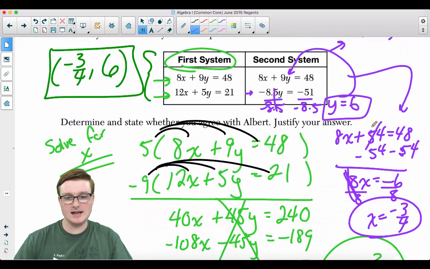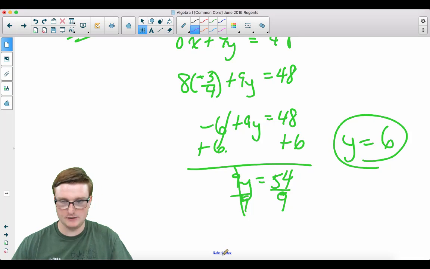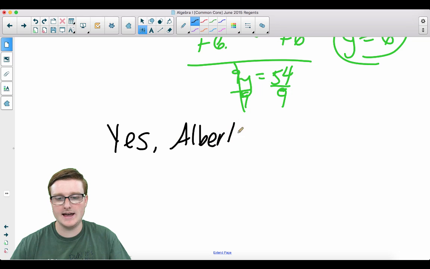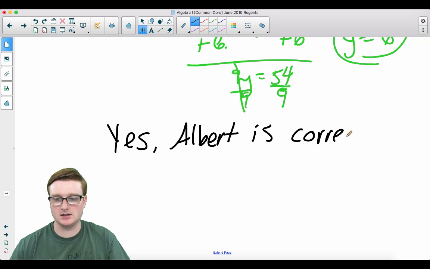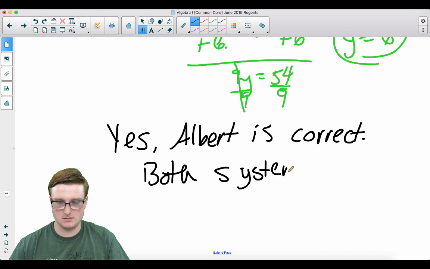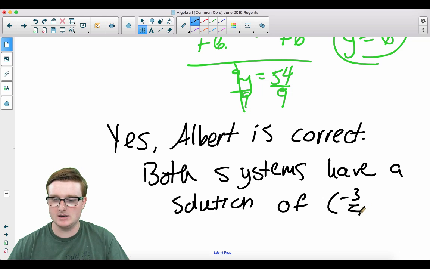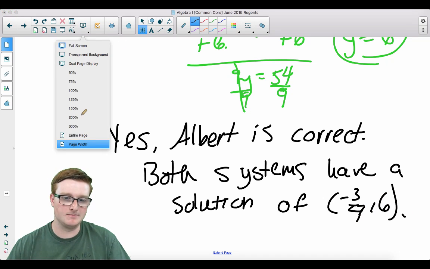So determine and state whether you agree with Albert. Justify your answer. Your answer is going to be yes. Albert is correct. Both systems have a solution of negative 3/4 comma 6. And that's it. You are all done.